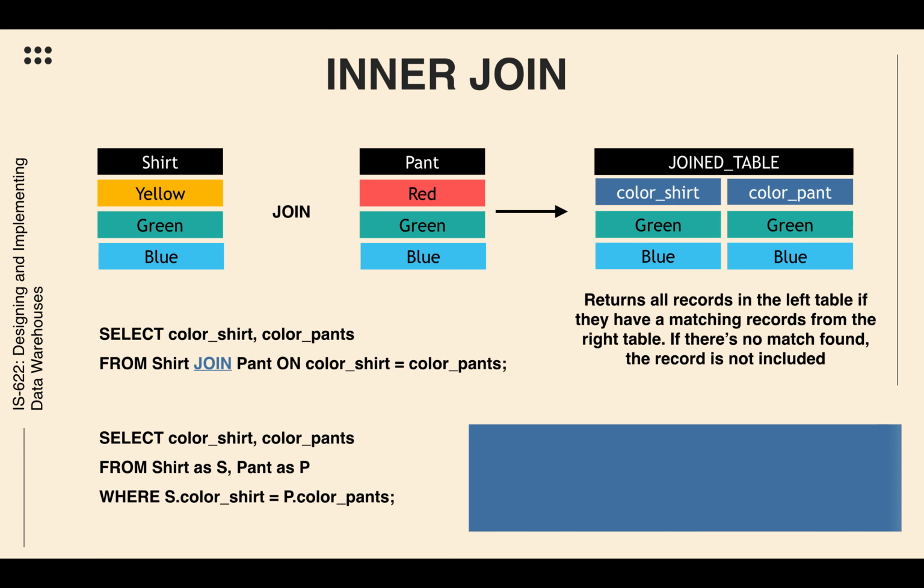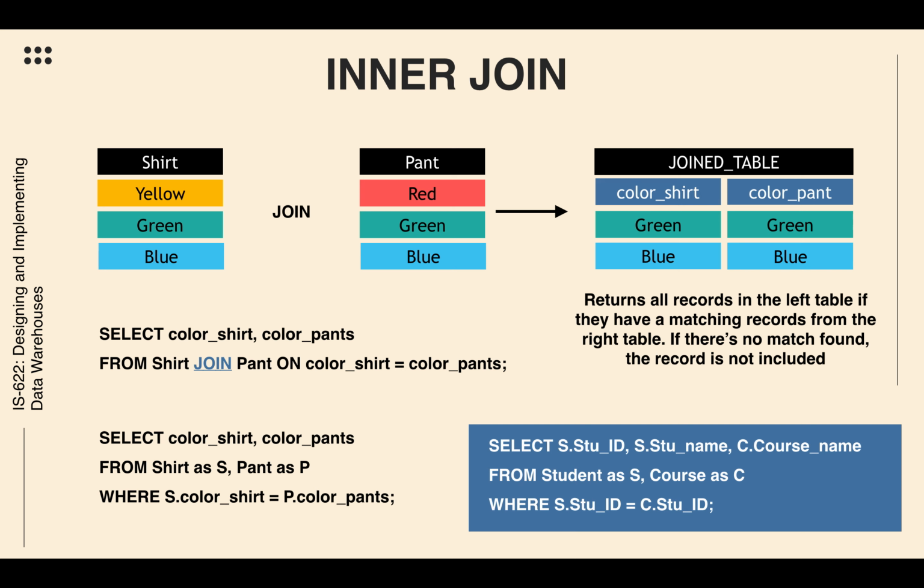Let's take a realistic example as I told you before. I have two tables, student and course, and I want to get a list of all the students and the courses they are taking from the program. So I will select the student name, student ID, and the course name. If the student exists in both tables, for example, the student exists in the student table as well as the course table.